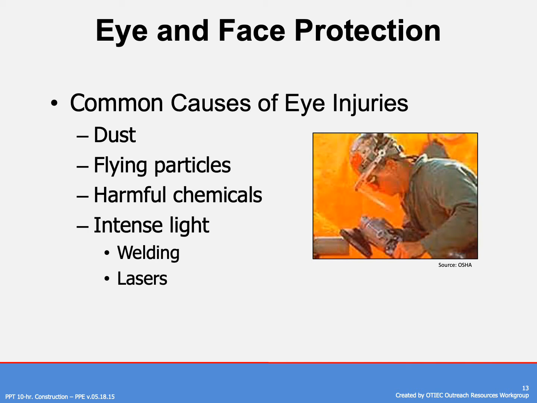Common causes of eye injuries range from dust all the way to intense light and harmful chemicals. The particular hazard you want to really identify, and use the correct eye protection for that hazard. Not all eye protection is created equal, or will it protect against all hazards. For example, safety glasses are wonderful to protect your eyes from an amount of impact, but if you're around something that could splash into your eyes, they are not the proper eye protection to wear. And we'll go over that.